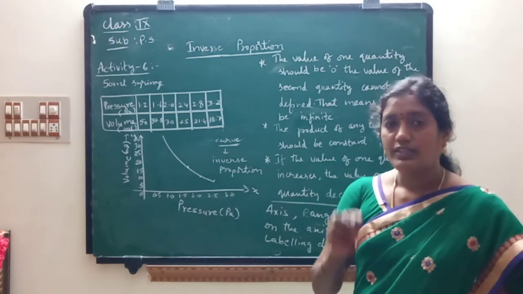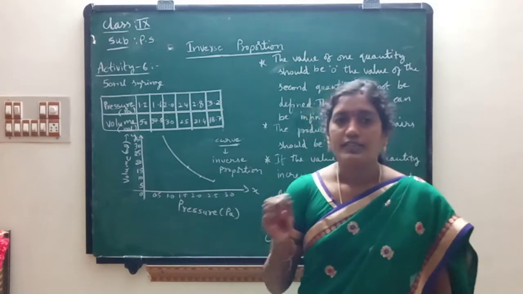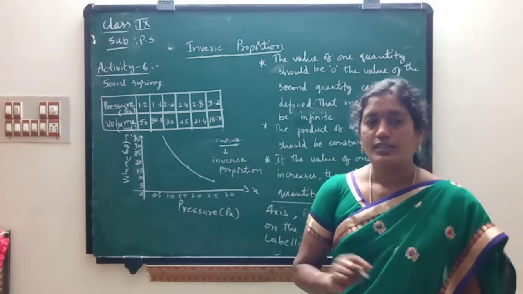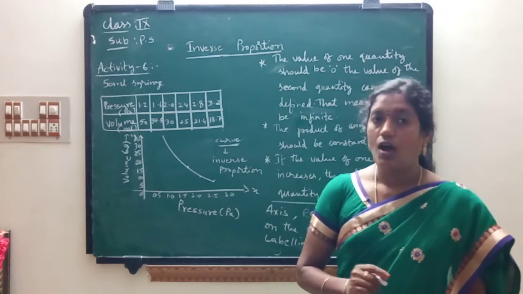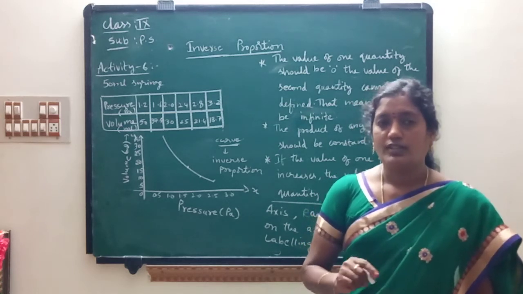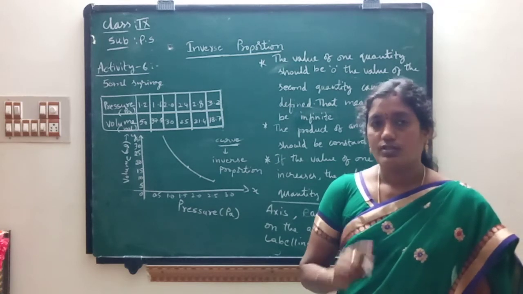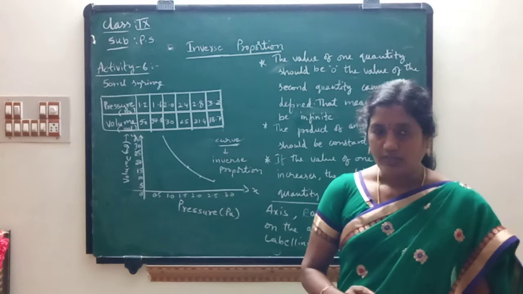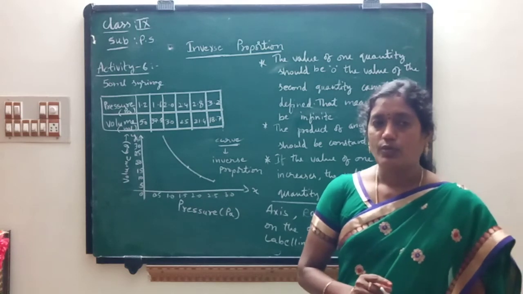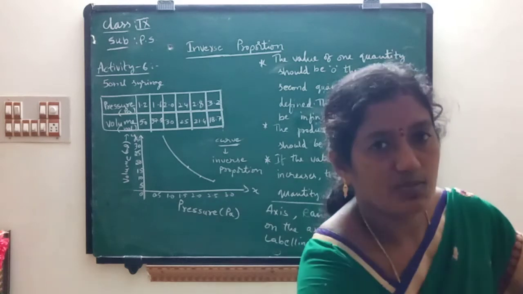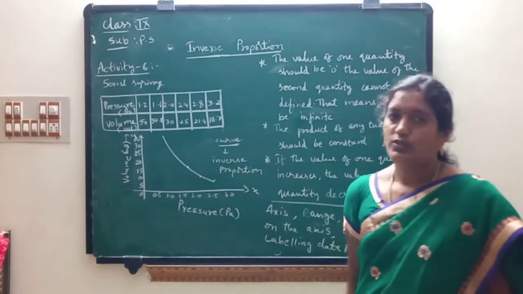If one quantity keeps increasing, and the second quantity also increases, then that is known as direct proportion. Or otherwise, if one quantity decreases and the second quantity also decreases, that is also called direct proportion. Now in this class I am going to tell you about inverse proportion. What is inverse proportion? I will explain it now.